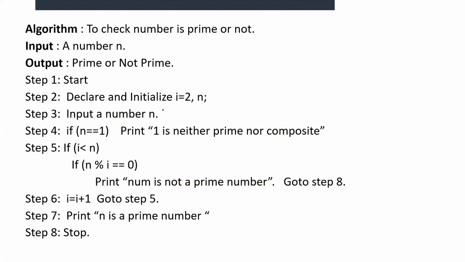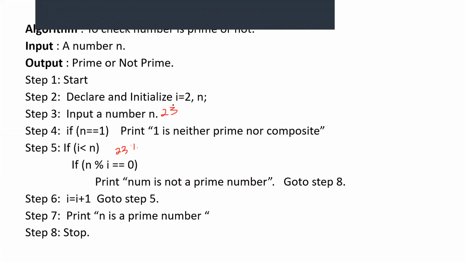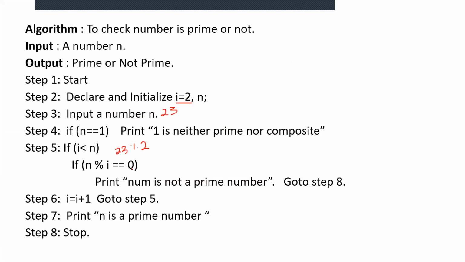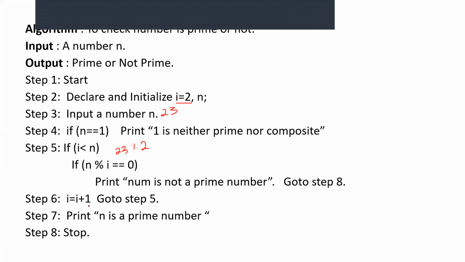If I input a number, I enter 23. So what will be the checking over here? Here the n value will be 23. We are finding mod with the I value. I value I have initialized as 2. So it will be 23 mod 2, right? Whether it is equal to 0. No, false, right? It is not equal to 0. Then I will be incrementing the value of I. So it will be 3.